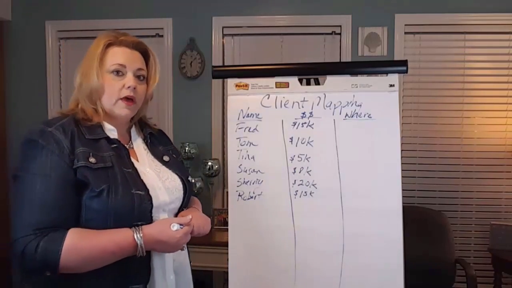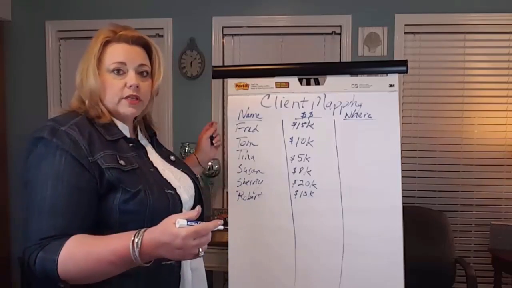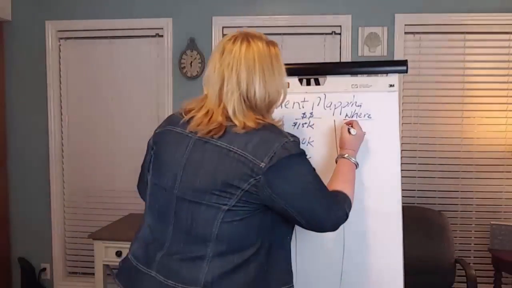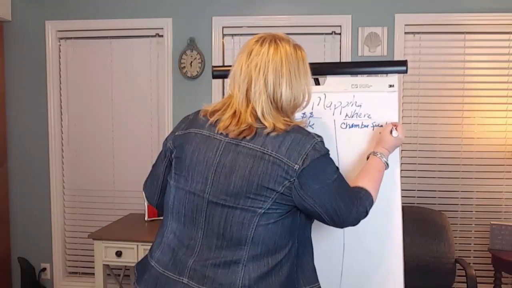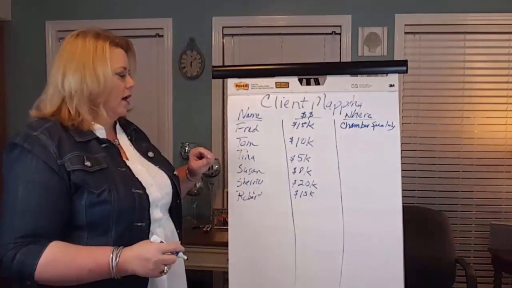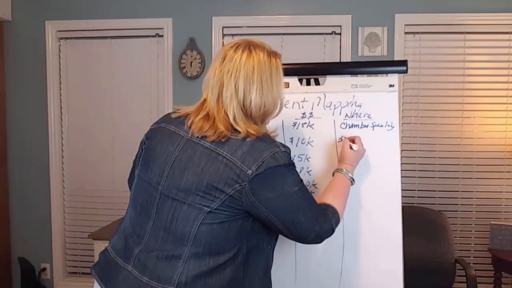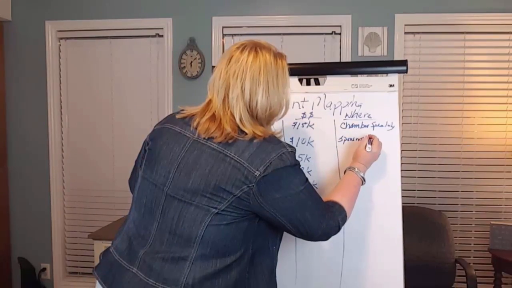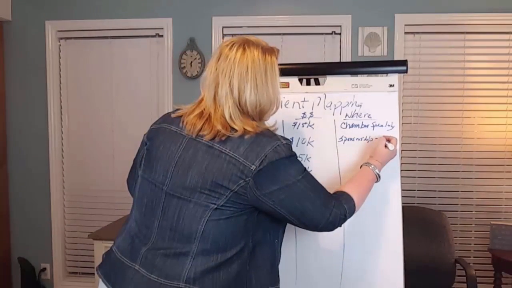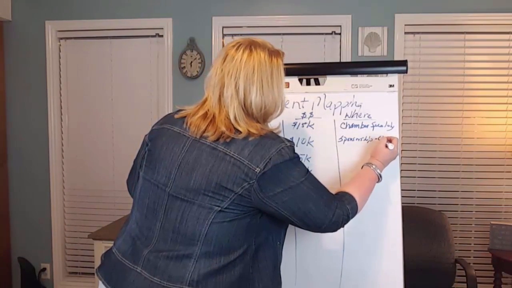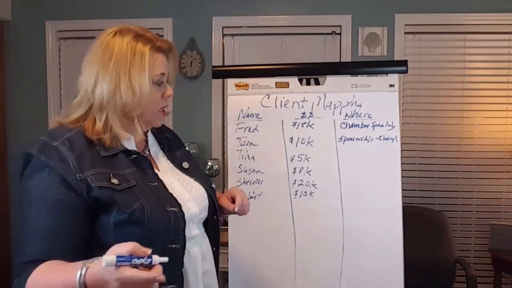Let's say, for example, that Fred came from a speaking engagement you did for the chamber. I'll say chamber speaking. Okay? Maybe Tom came from a sponsorship. Okay? So you sponsored someone's event. So the sponsorship was at Cheryl's. Okay? So that you can know which sponsorship if you are doing multiple sponsorships.